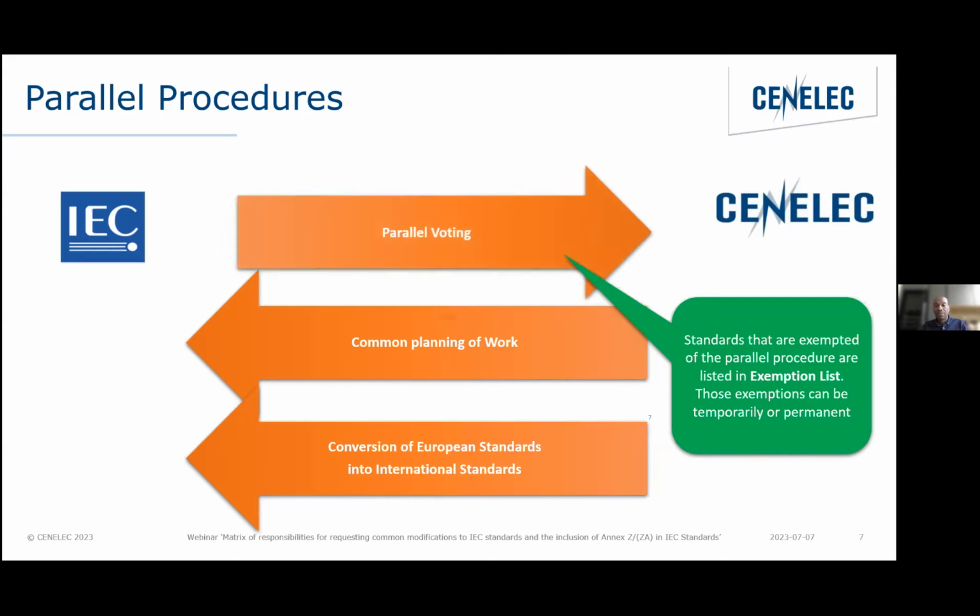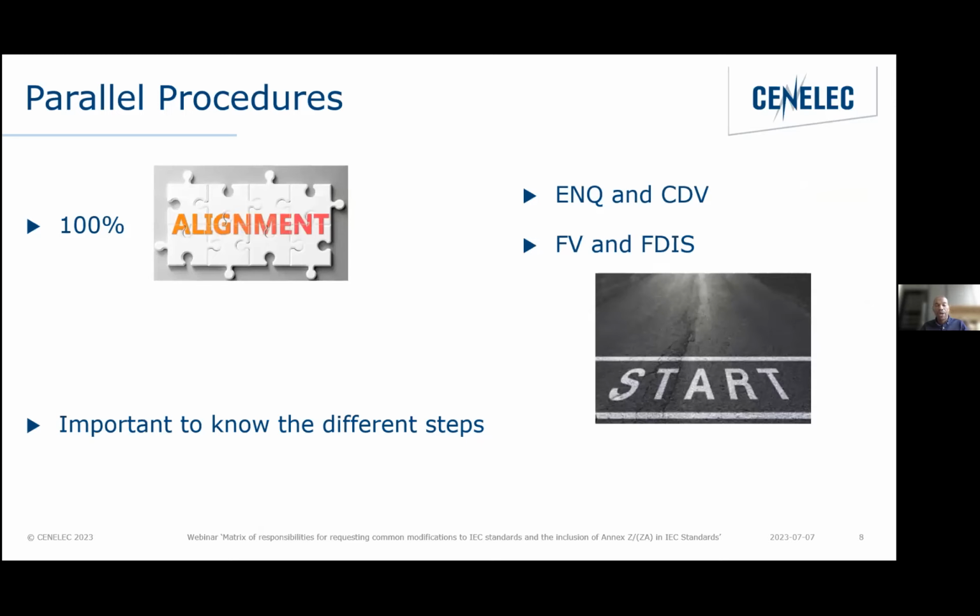For parallel work, some standards can be exempted from parallel procedure. They can be permanently exempted or temporarily exempted, and if that is the case, they are listed in the exemption list. Standards that are exempted could be standards for products, for example, that are not allowed in the European market.